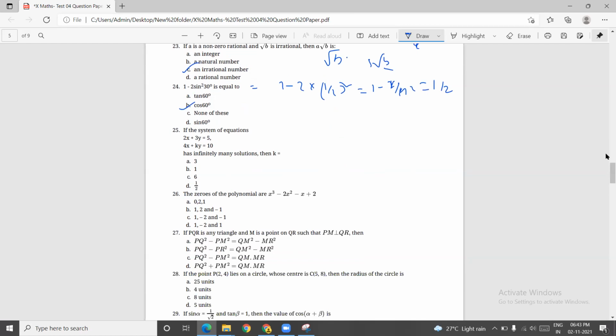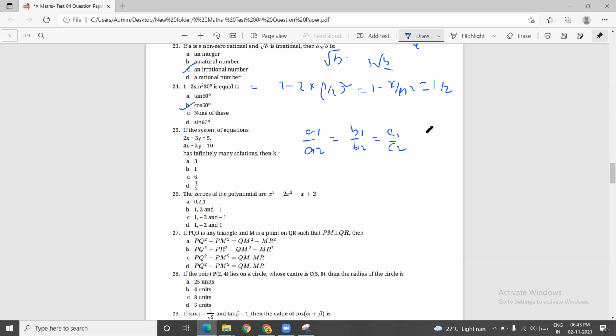If the system of equations has infinitely many solutions, what is the condition for infinitely many solutions, Durlabh? Sir, a1 by a2 is equal to b1 by b2 is equal to c1 by c2. Yes, sir. Graphically, what is that meaning? Infinitely many solutions means the lines are coincident, sir. Both the lines lie on each other.